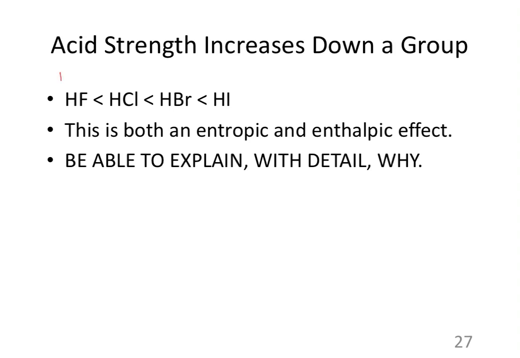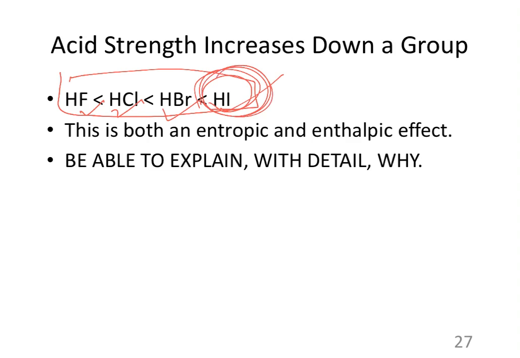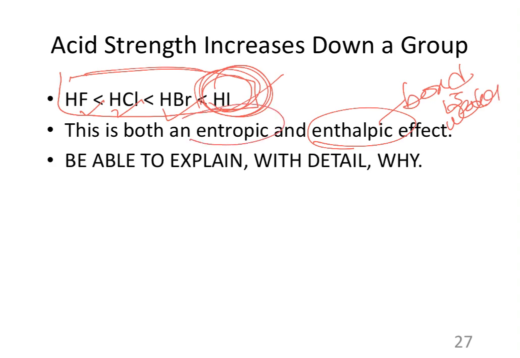So the bottom line is the overall acid strength still goes in this order, which we said at the very beginning of this PowerPoint, but it's not just related to size. That's an easy way to explain it, but it's an incomplete way. It turns out that HI is the strongest of these four acids for both enthalpy reasons, because the bond is weaker, and also for entropy reasons, because iodine is not solvated very much.